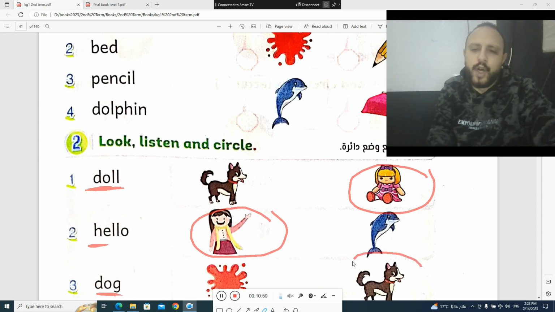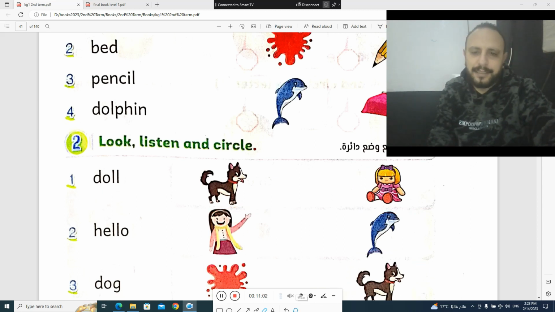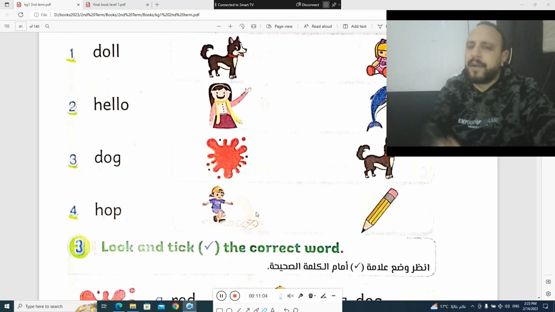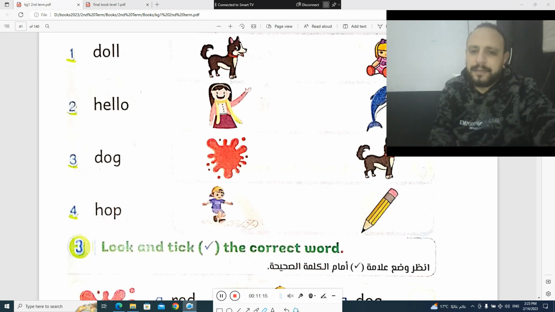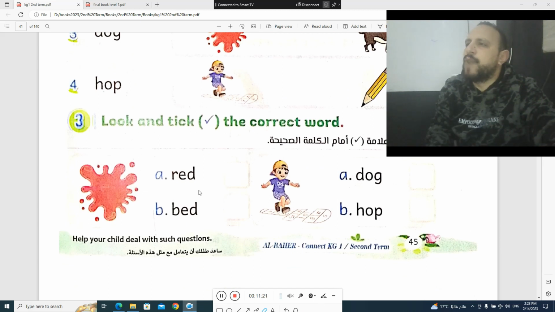Dog. Dog. Number 4. Hop. Circle hop. Hop. Red or bed. Red. Good job.